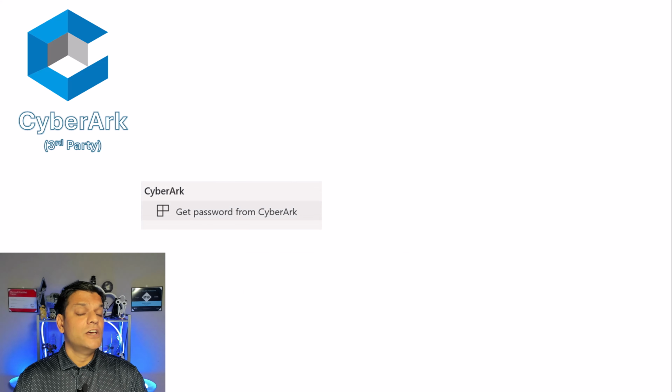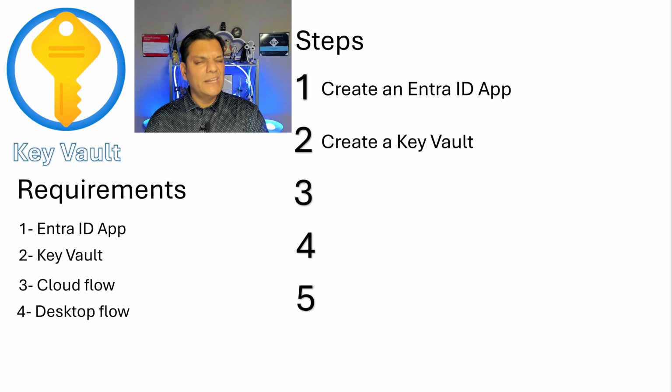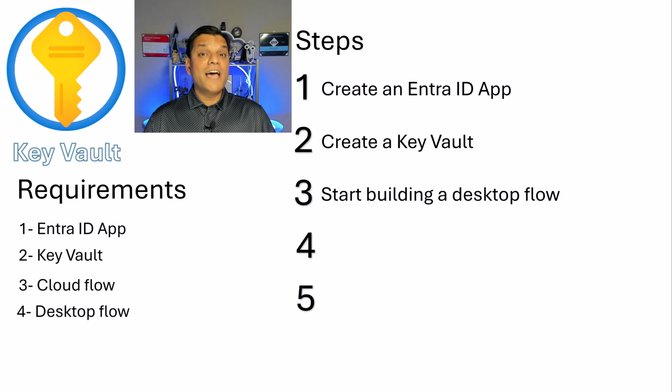And so here are the steps that I'm going to show you. First of all, we go ahead and create the Entra ID app, and I'll show you the one that I've already created. Next, we'll create the Key Vault. That's the important one because here is where you go ahead and save what's called your secret, your password. After that, we will start building the desktop flow, but we will have to put a pause on it.